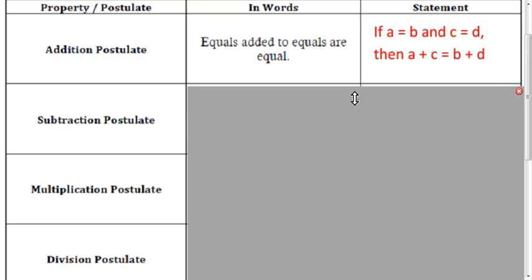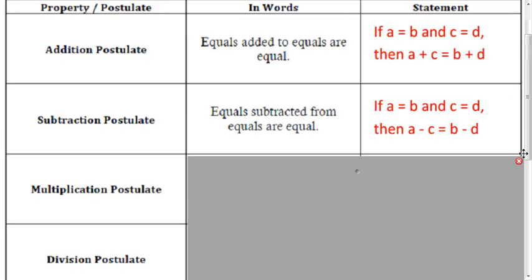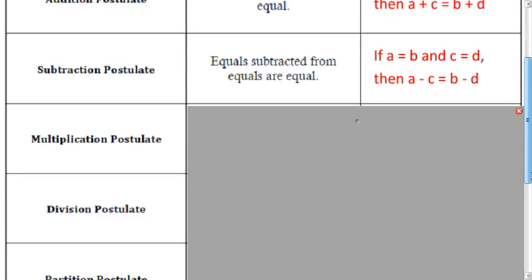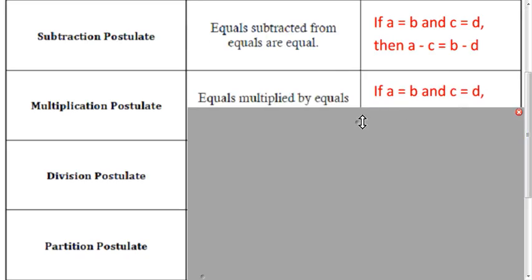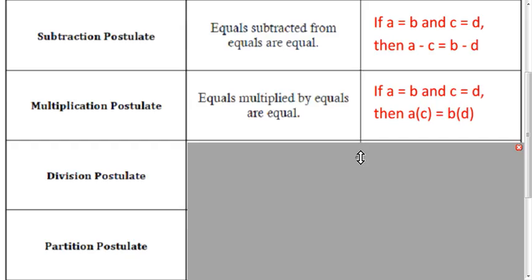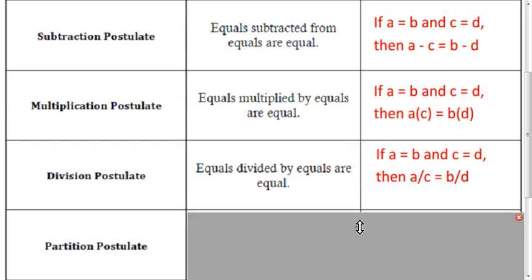So if you add equals together, their sums are equal. If you subtract equals, their differences are equal. And if you multiply equals, their products are equal. And when you divide equals, their quotients are equal, provided that you're not dividing by 0. So be careful there.